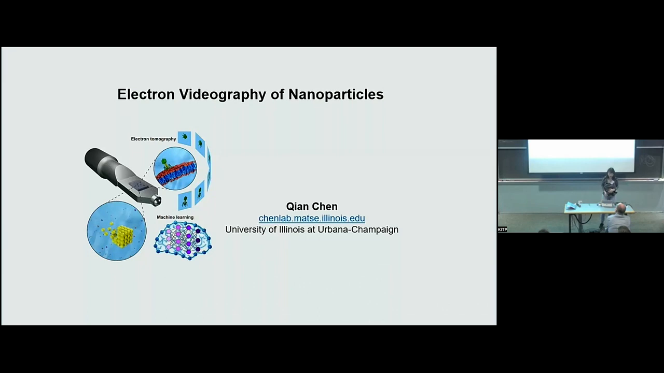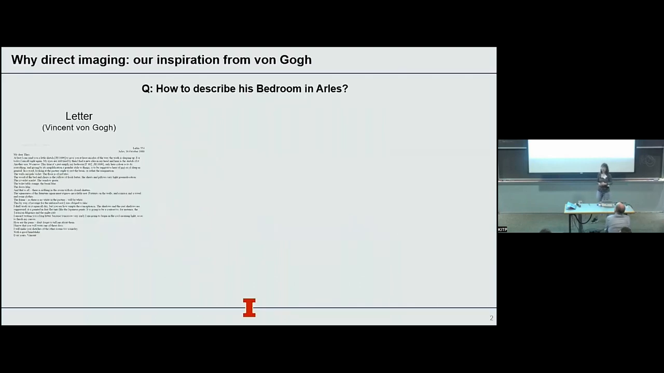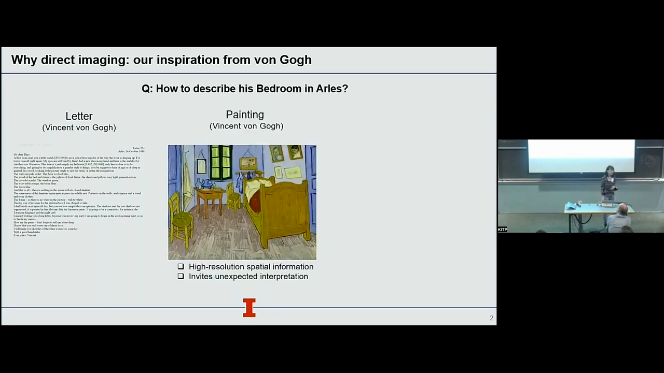But for now, let me just enjoy our time to talk about the electron videography of nanoparticles in my group. So I'd like to first motivate with this idea of why we care about direct imaging using this art question. So you will all know the great artist Van Gogh, and some of us know once he was very happy with his new bedroom in Valhalla. So what are the ways for him to describe his new bedroom? One way to do that is to use words to detail the shape and position of everything, like what he did in his letter to his little brother. But the other way was to paint it, like showing here.